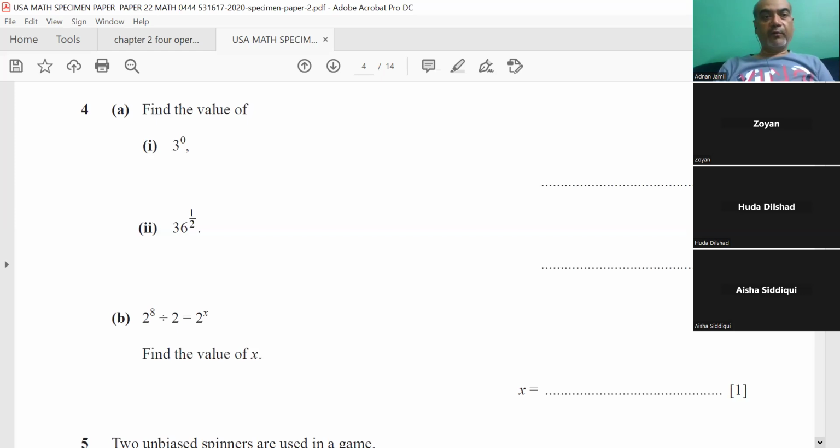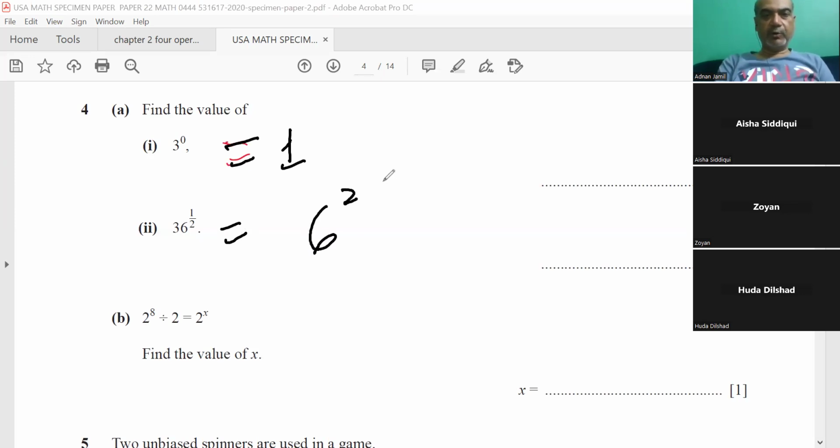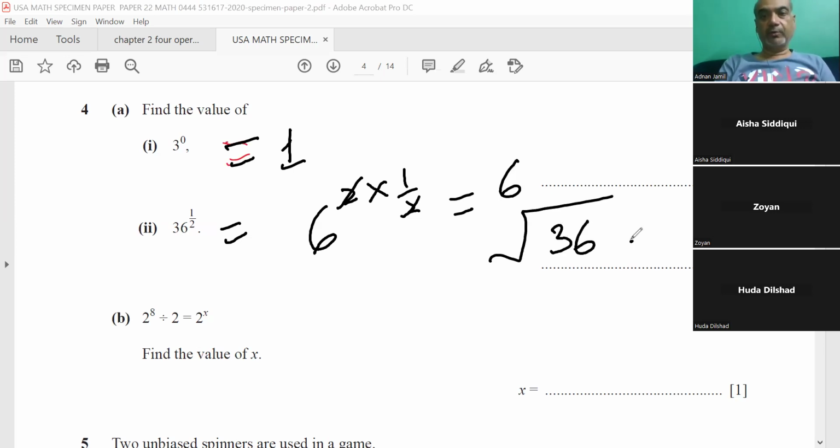How you are going to solve 4-1 is very easy. This is the answer. Who will tell me the answer of part 2? Quick, sir, is the answer 6? It is 6. Very good. We write 6 to the power 2 into half. So we get 6. Some students might use that the power of half is actually square root, and you got 6 as the answer.